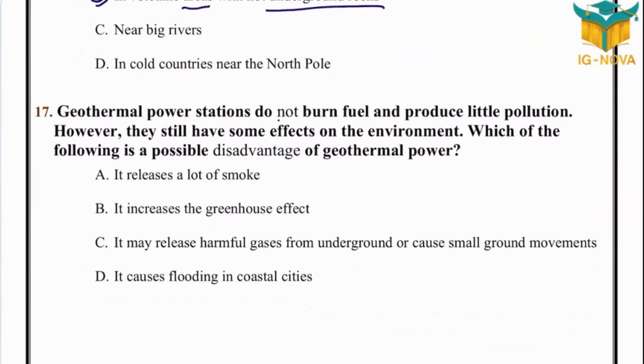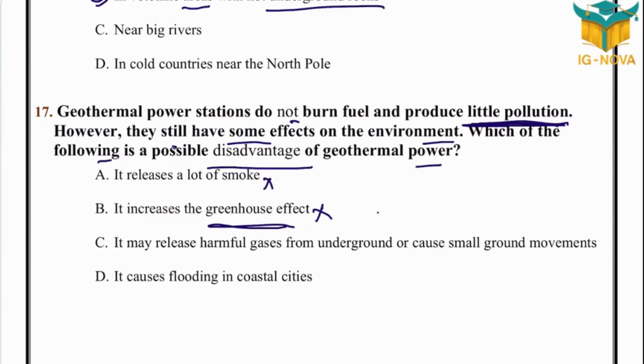Geothermal power stations don't burn fuel and produce little pollution. However, they still have some effects on the environment. Which of the following is a possible disadvantage of a geothermal power station? It releases a lot of smoke. No, it releases heat only, and he told you here, it produces little pollution. It increases the greenhouse gas effect. No, there is no greenhouse gas.